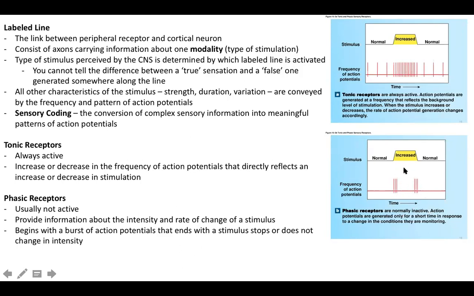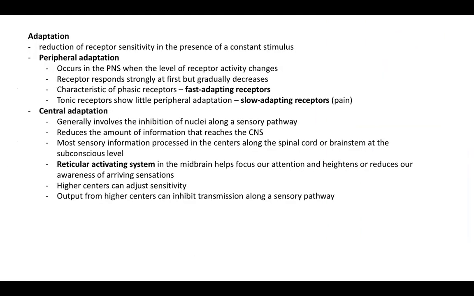Okay, so you have bursts of action potentials here, and so you have that stimulus into the central nervous system, and then it stops when the stimulus stops and the intensity changes back down. So that becomes important when we look at the next thing, adaptation, and then looking into the specific receptor types.